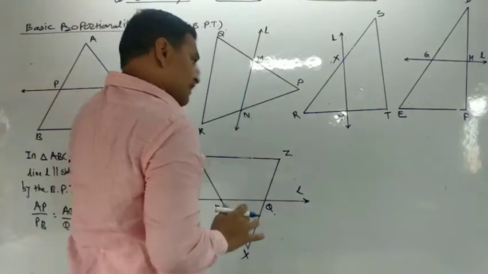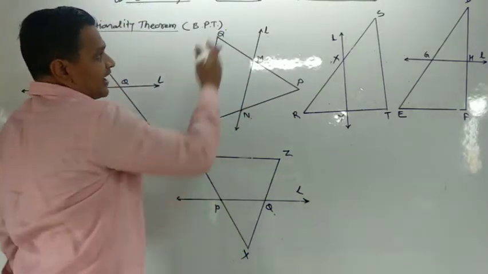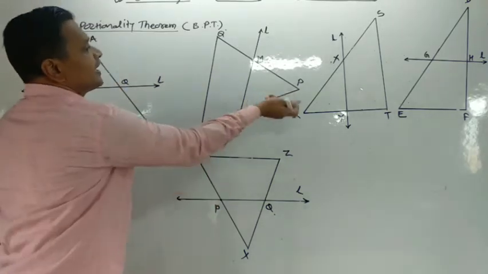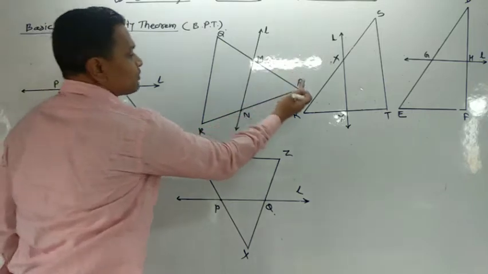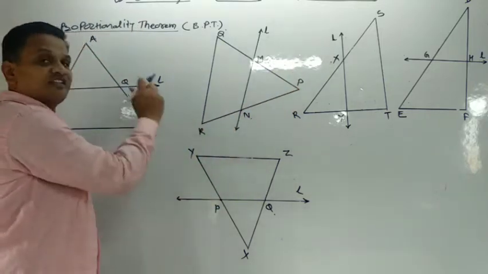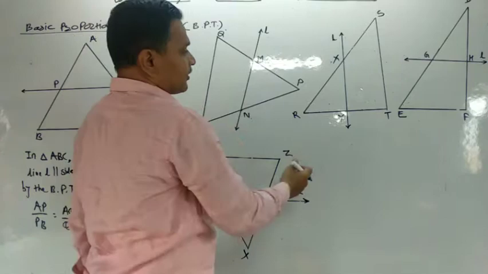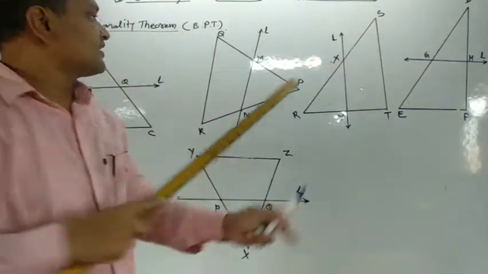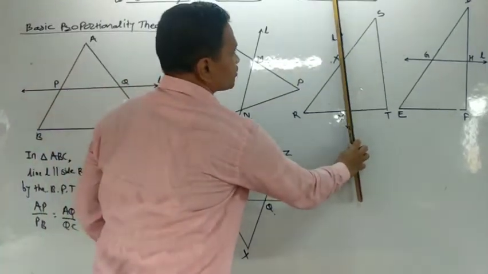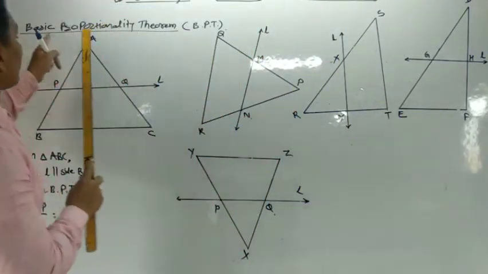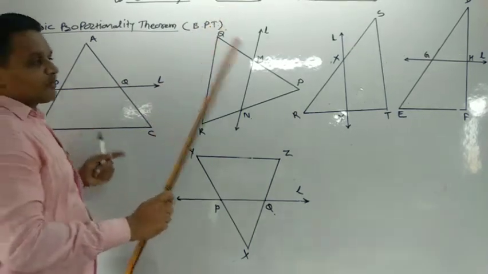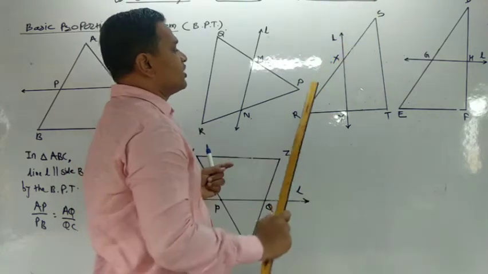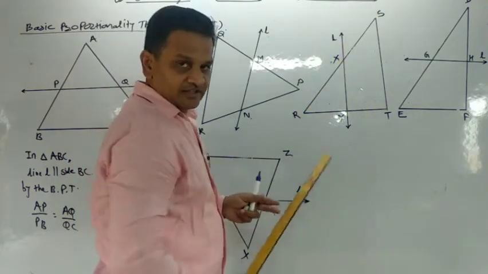In the second example, in triangle PQR, line L is parallel to side QR. Then by the BPT we say that PM by MQ is equal to PN by NR. We can write like this. In the third example, in triangle RST, line L is parallel to side ST. Then by the BPT, we say that RX by XS is equal to RY by YT.